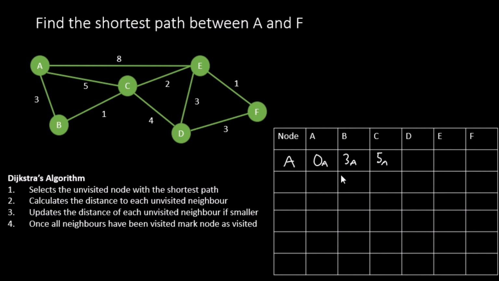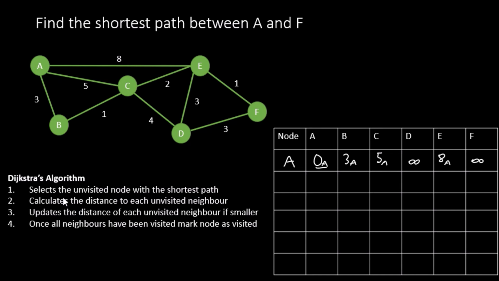And then between A and D, well, we can't get to D, so we write down infinity for that. A and E, well, that's 8. And then A and F, again, we can't get to F, so we just write down infinity there. What we do then is we mark our node as visited. So step 4 here, we need to do that. So we mark our node A here as visited.